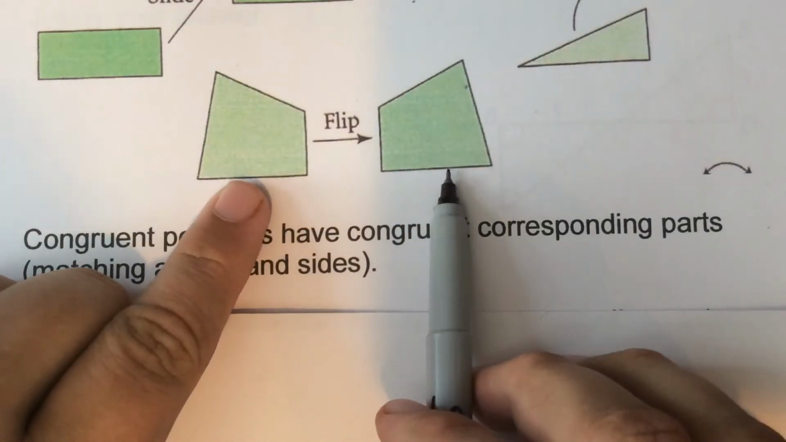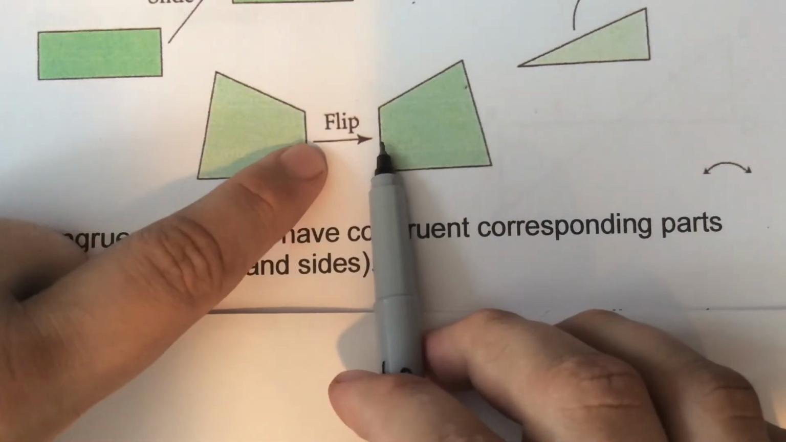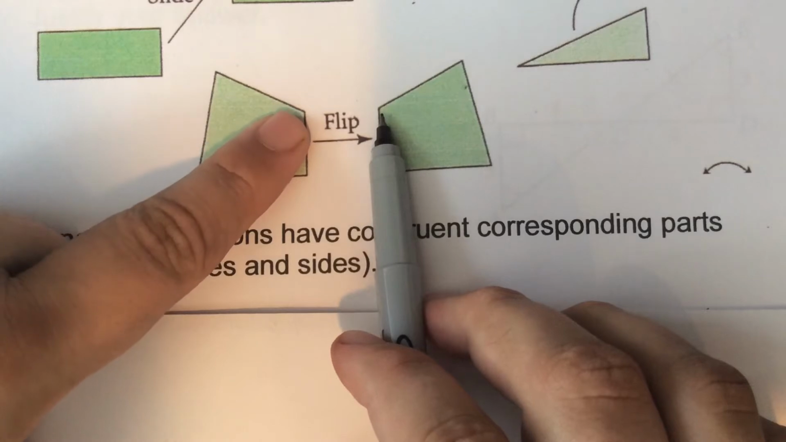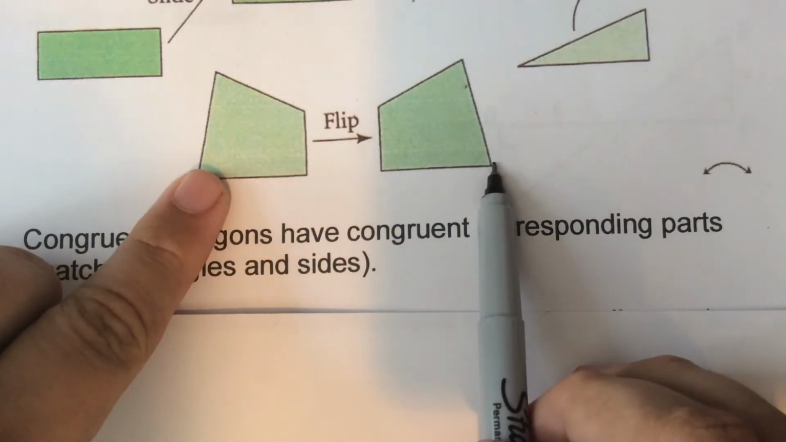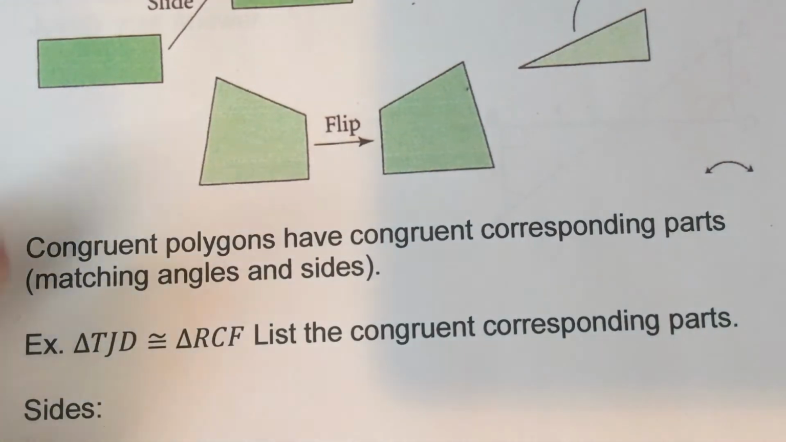So if I look here, this bottom side and this bottom side would be congruent, just like this side and this side would be congruent. This side, this side. These two angles would be, and so on for each matching pair of angles. So the parts that match up, those angles, those sides, are going to be congruent as well.